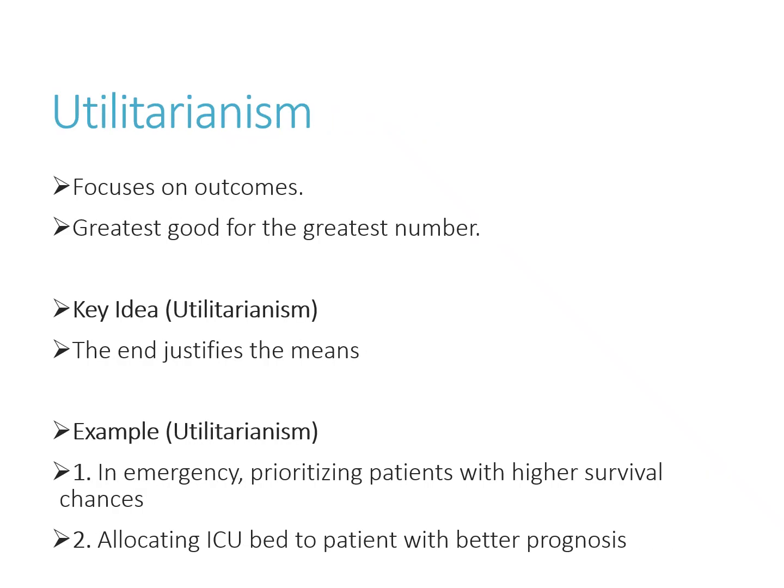Ethical theory number 2, we have utilitarianism, which focuses on outcomes. This theory is based on outcomes and states the greatest good for the greatest number. So the key idea in this theory is that the end justifies the means. We are looking at the end of what you are doing, as long as it produces a greater good for a greater number of people. An example is, in an emergency, prioritizing patients with higher chances of survival over those with lower chances of survival. That's a typical example.